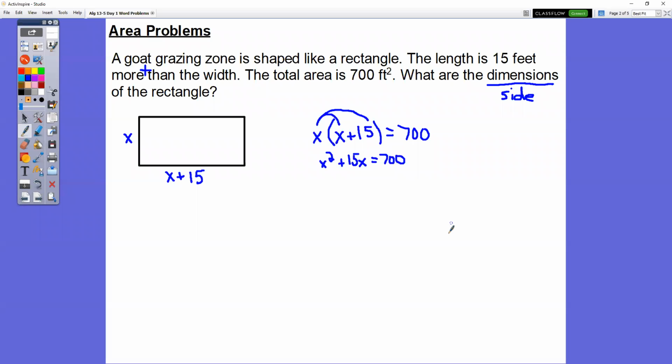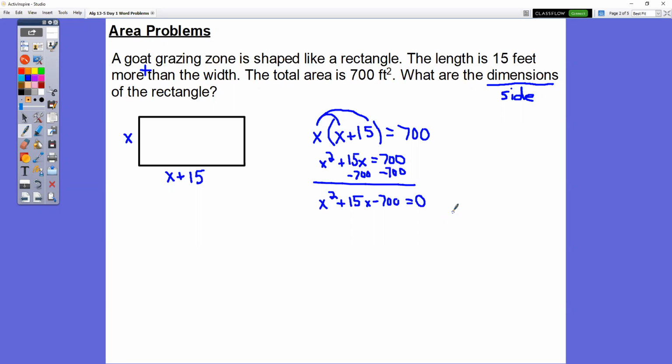Now this looks just like a question from yesterday. Remember, we want to get it set equal to 0 first. So the first thing that I want to do is minus 700 and minus 700. So x squared plus 15x minus 700 equals 0. Remember, I want it set equal to 0, so then I can do the quadratic formula. I could do completing the square, which I wouldn't recommend, or you can use the parentheses and factor.